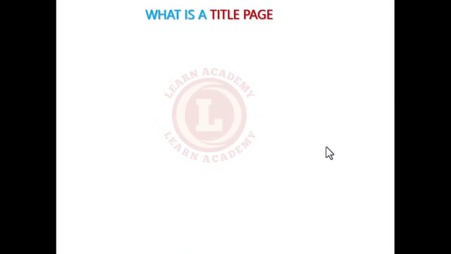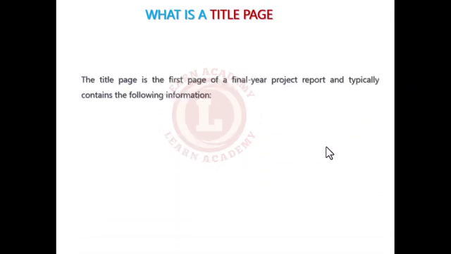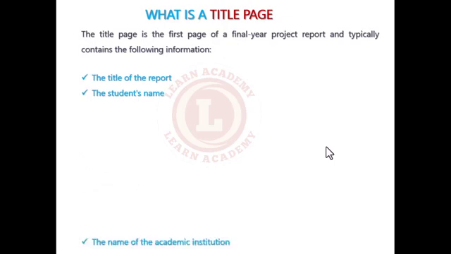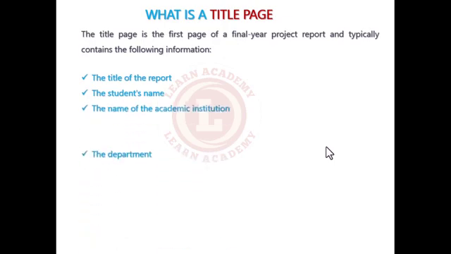In this section, we're going to be looking at what is a title page. A title page is the first page of a final year project report and typically contains the following: the title of the report, then we have the student name, we have the name of the academic institution, then we have the department, we have the program name, and the date of submission.